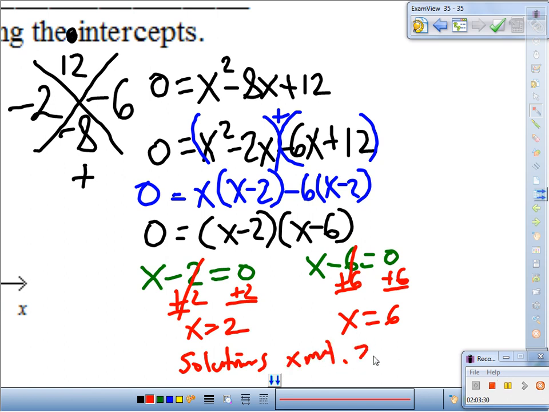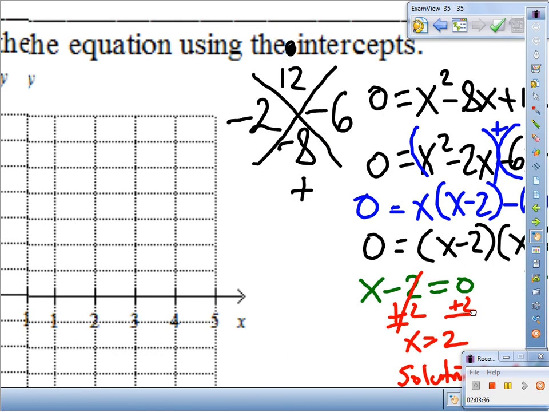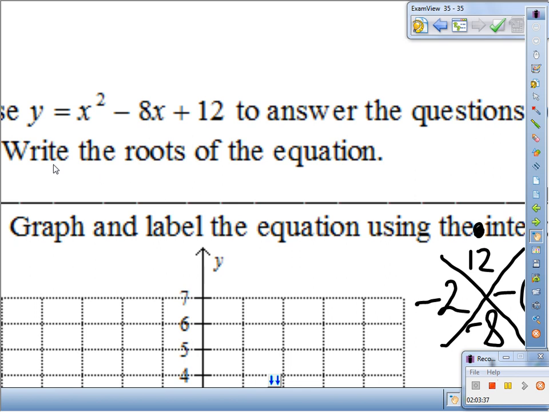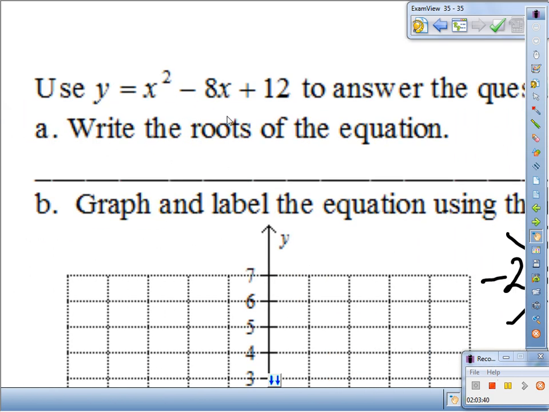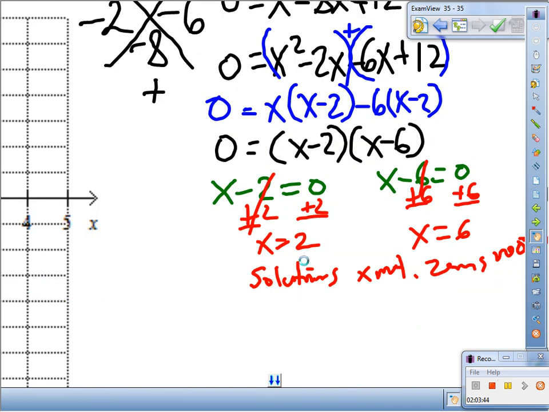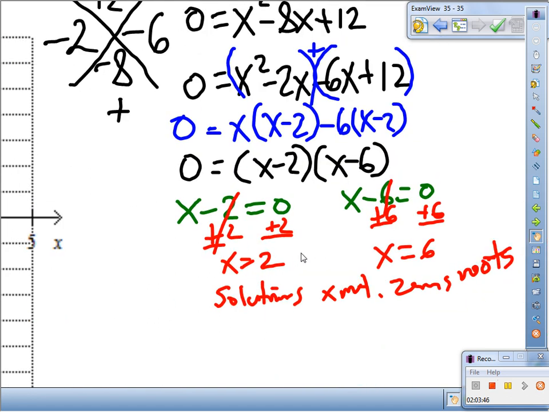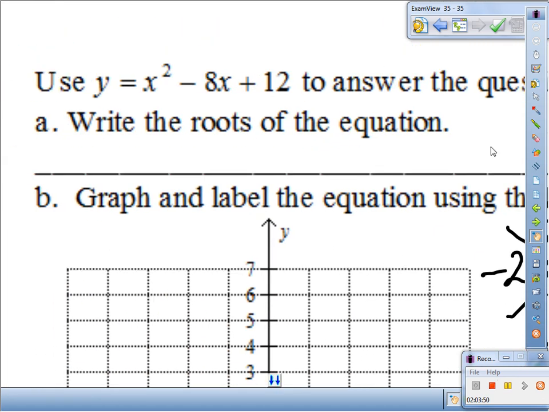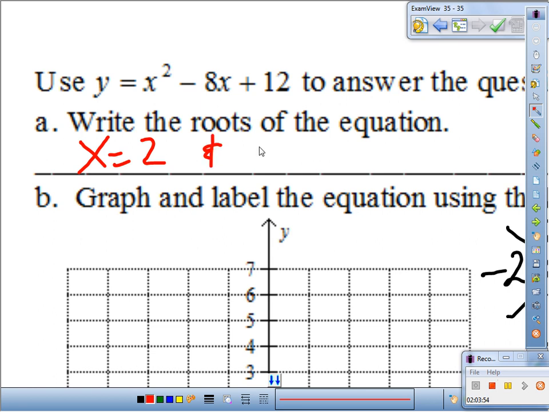X-intercepts, zeros, roots. Let's see if we can answer the question that they asked. What was the question? It said, use this equation to write the roots of the equation. So what are my roots? X equals 2 and x equals 6. So we're going to write that right there. X equals 2 and x equals 6.